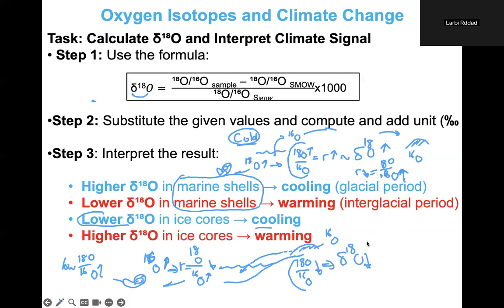Now, during global warming, O16 moves away. It means ice loses O16 during warming because ice is melting and removing O16. If you keep removing O16, the ice will end up having less O16. What does it mean in terms of the ratio? It means that O18 over O16, if this goes down, remember, R goes up. And that's what you have here. Higher delta O18 in ice core means warming.